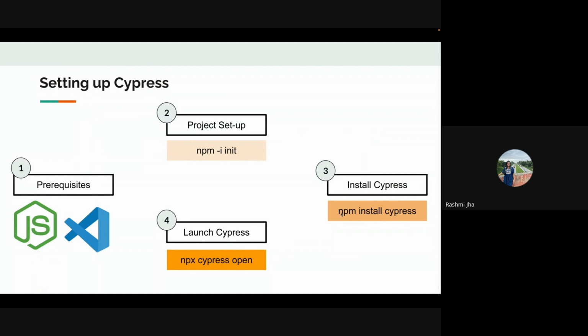Coming to project setup, we need to create a new project folder and open it in VS Code. After that, we need to open a terminal and then execute the given command here, npm init, to initialize the package.json file. It creates the package.json file in your root project or app directory before installing Cypress. Now to install Cypress, we need to give this command, npm install cypress. After this, we need to launch Cypress. This is the command: npx cypress open.